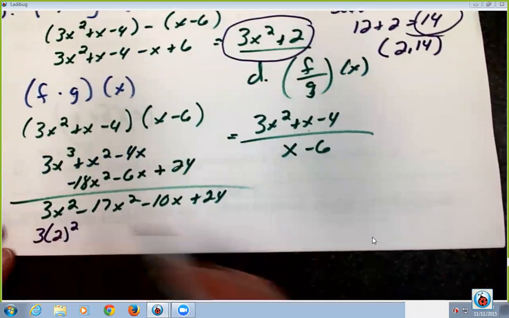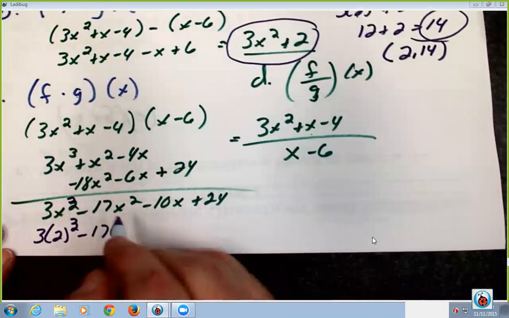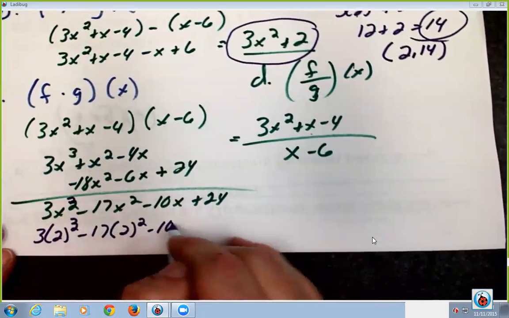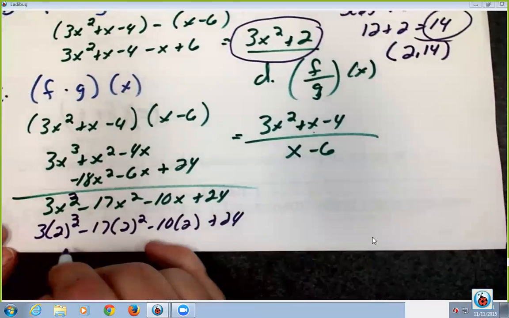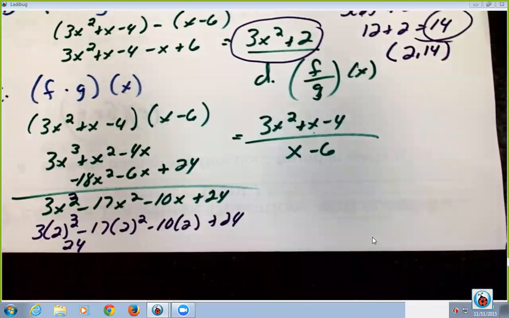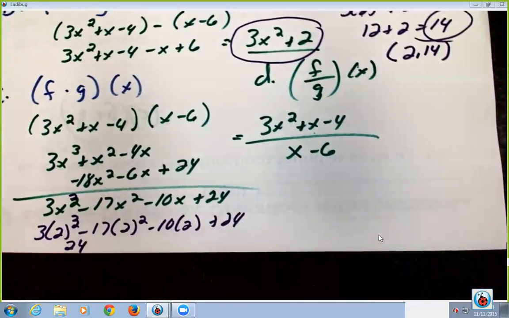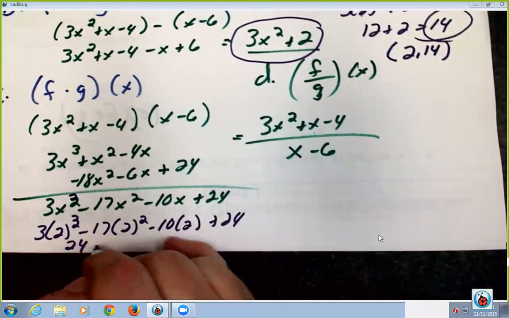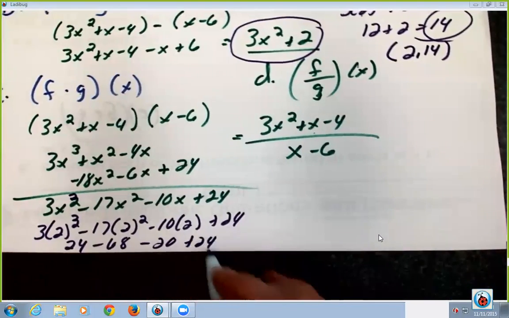And then down here at the bottom, I kind of ran out of space here. 3 times 2 squared minus 7, or cubed, I should say. This is a cube up here. 17 times 2 squared minus 10 times 2 plus 24. 2 cubed is 8. 8 times 3 is 24. 2 squared is 4. 4 times 17, that one in my head I'll probably mess it up, is 34. Oh no, wait. 17 times 4. I was going to say 68. There we go. 2 times a negative 10 is a negative 20 plus 24.